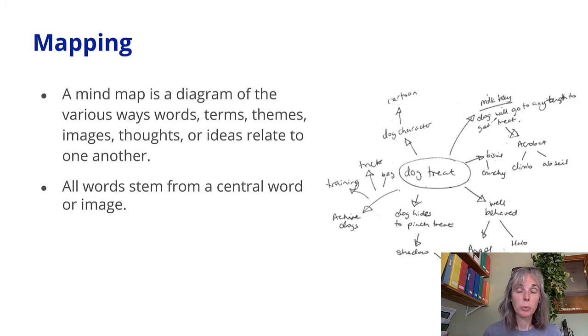Another technique to help with concept generation is mind mapping. A mind map is a diagram of the various ways words, terms, themes, images, thoughts or ideas relate to one another. All words stem from a central word or image. You can start with a central idea, but if you know that there are sub-themes, then you can map them out and start there. Chances are you'll come back and change it all anyway.